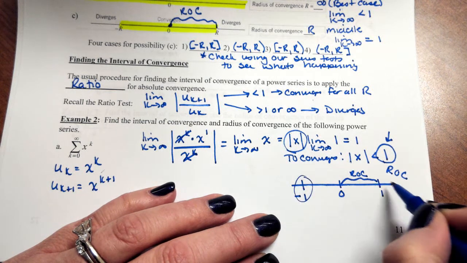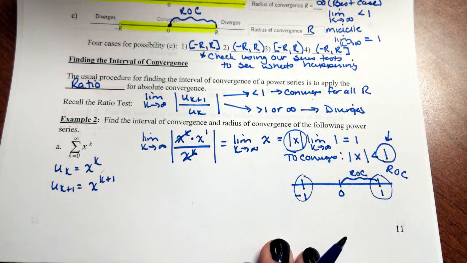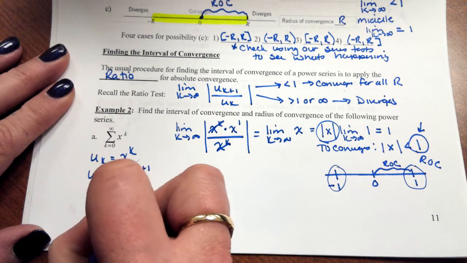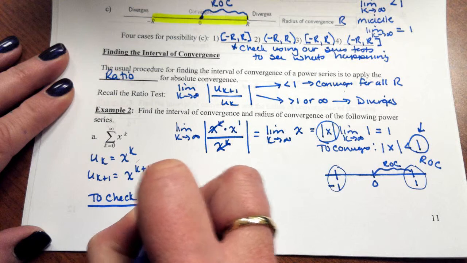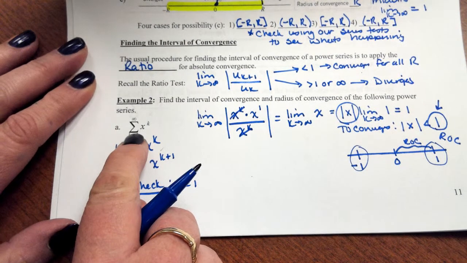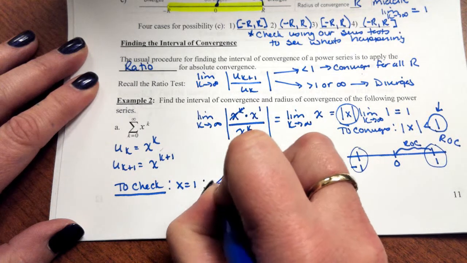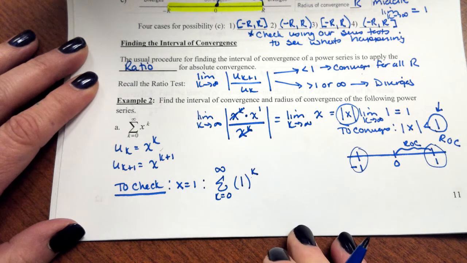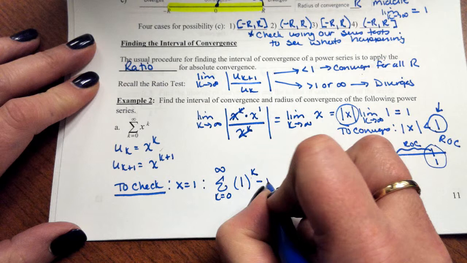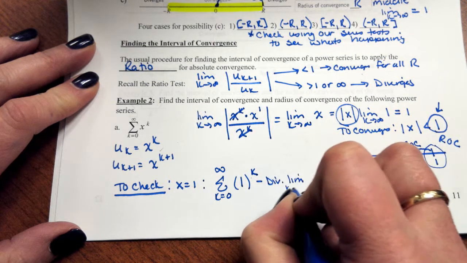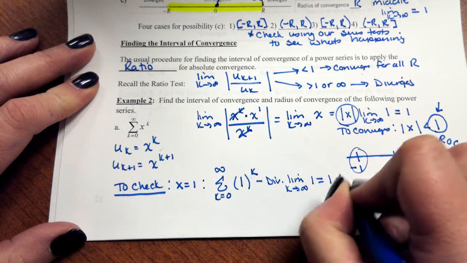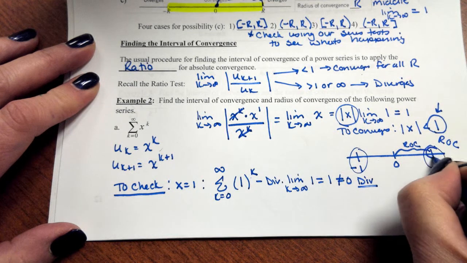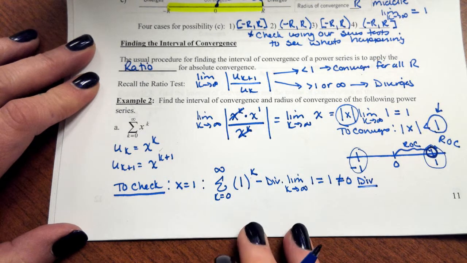So now what happens is I have to test and see what's happening at the endpoints. So I have to check my endpoints to see if I'm converging or diverging at the endpoint. So to check, I'm going to check x equals 1 first. I'm going to plug 1 back into my original series for x. So again, I'll have the sum from k equals 0 to infinity of 1 to the k. So again, I can use my divergence test on this. The limit as k goes to infinity of 1 is equal to 1, and 1 is not equal to 0. So I know at x equals 1 it's going to diverge. So that means that in my endpoint, I'm not going to include 1 in that interval of convergence.